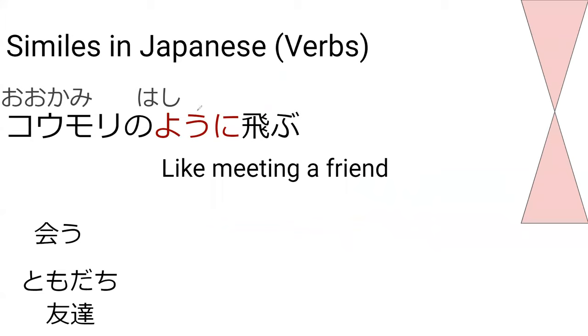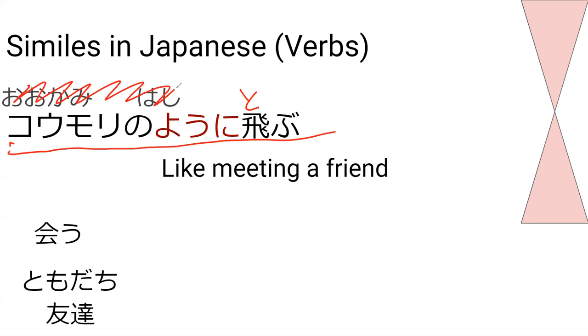So this is a little refresher again. Yo ni. In Japanese, there are similes. Rather than using the English word like, they use yo ni as like. So when you're talking about similes with verbs, it's yo ni, because ni is the way in which you do the verb. For example, can you read this sentence for me?